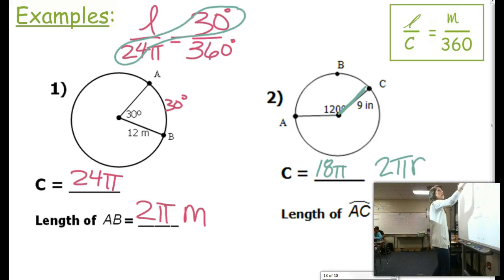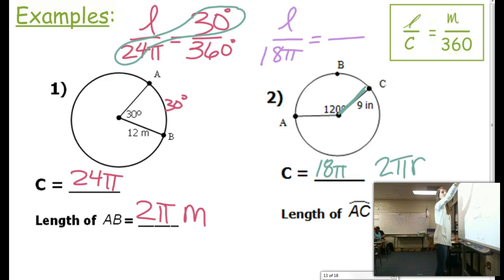Alright, you're going to help me set up my proportion, Dimitri. So, blank equals blank. We are looking for L. We don't know L. What goes here, Dimitri? Paige already found it for you. 18 pi. Thank you, Ashley. And then what goes here, Dimitri? Yep. And then what about here?